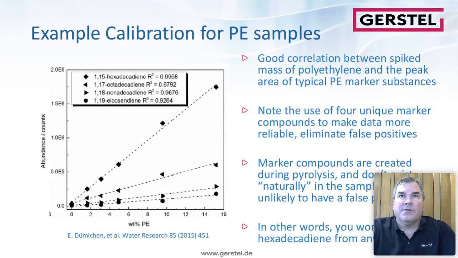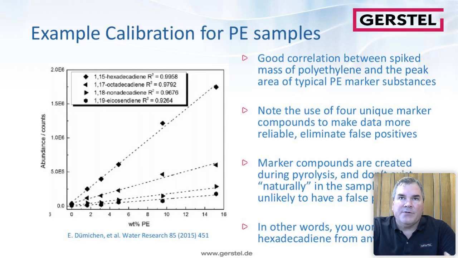Very calibratable. So this is an example for polyethylene. Good correlation between spike mass of polyethylene and peak area of typical polyethylene marker compounds. Note, for polyethylene, we're going to use 4 different marker compounds here. We're going to quantitate off of 1. We're going to use the other 3 as markers to prove that it's there. As you can imagine for polyethylene, you're not going to find 1,15-hexadecadiene in the environment naturally. So that proves that it's polyethylene that was there. And of course, there are the 3 other marker compounds that also prove that.